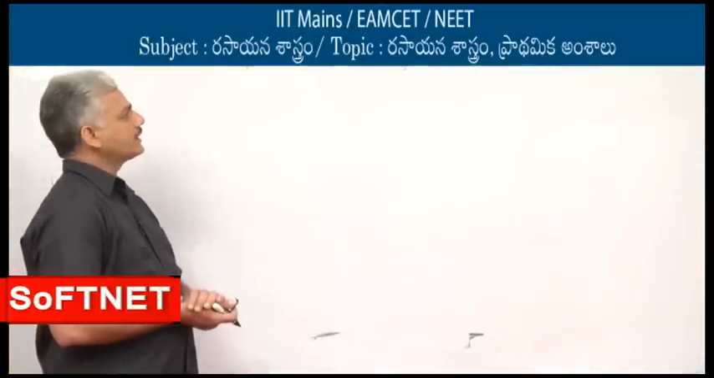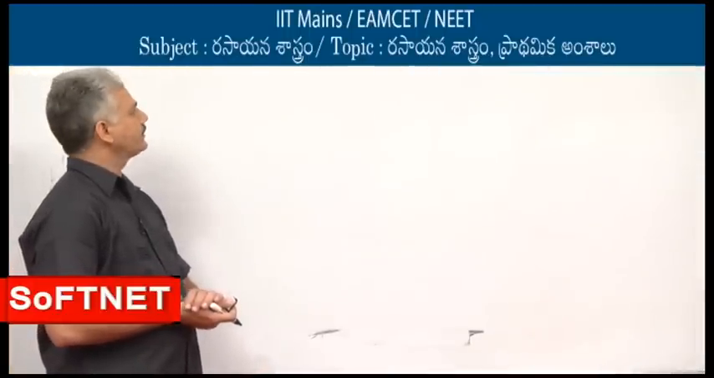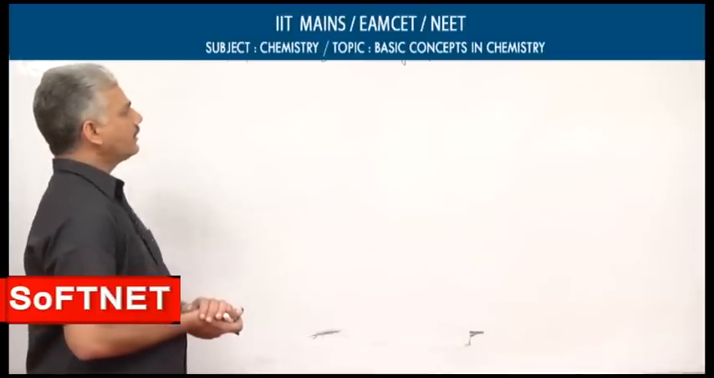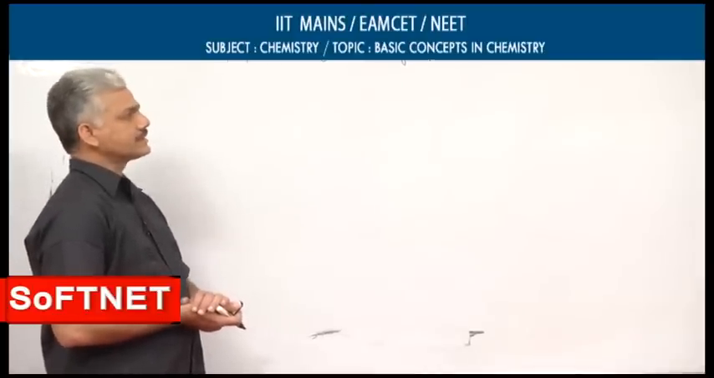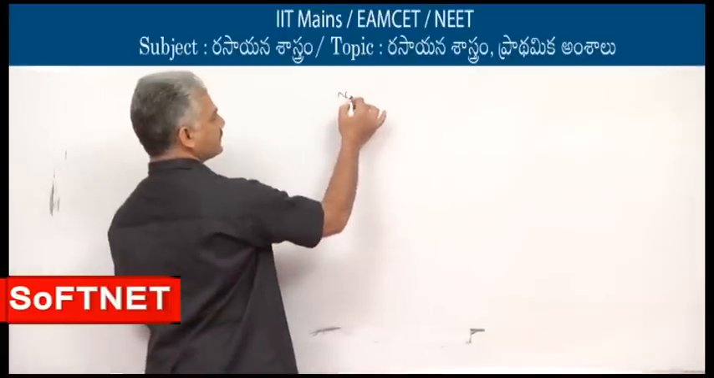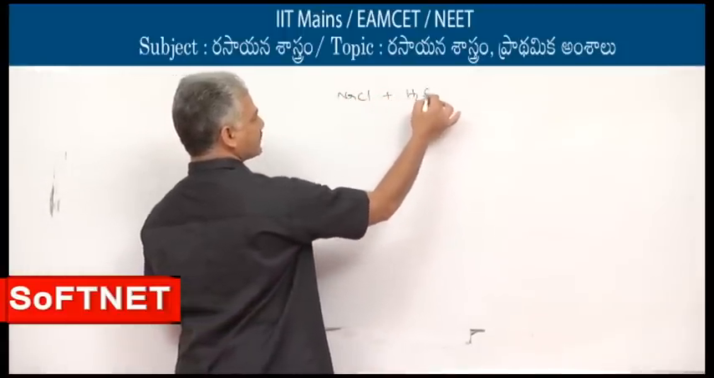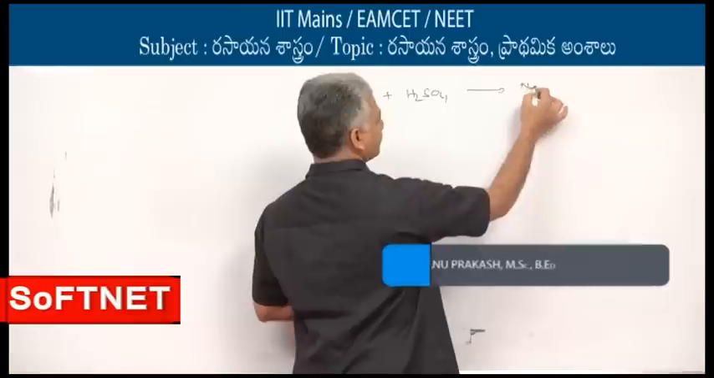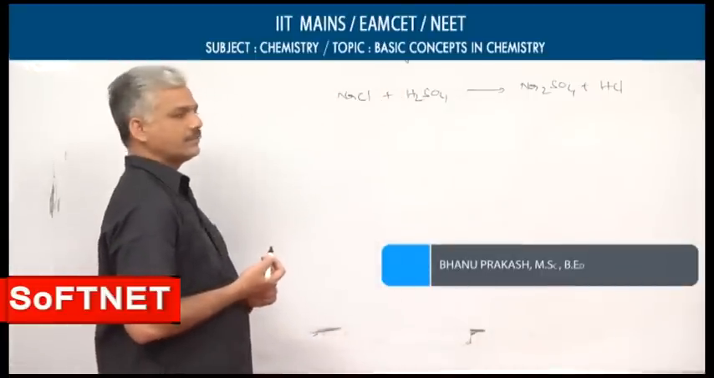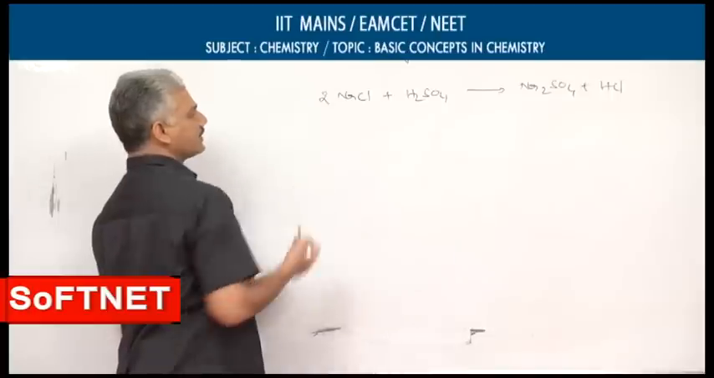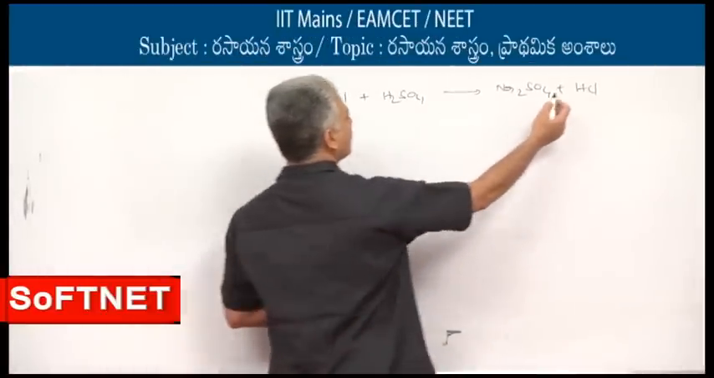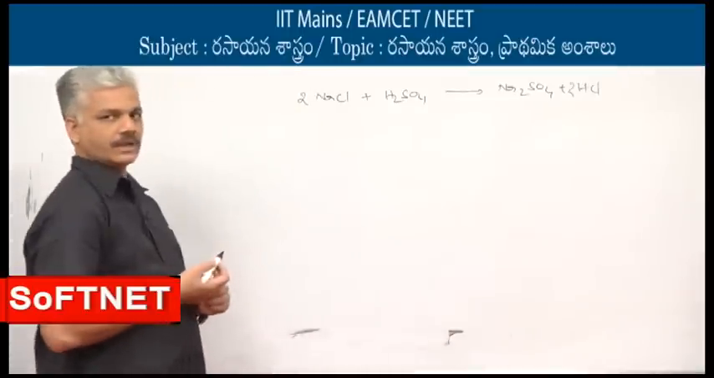Calculate the amount of 90% sulfuric acid required for the preparation of 420 kilograms of HCl. Now, how can you prepare HCl starting from sulfuric acid? You should know the reaction involved. Common salt, which is represented as NaCl, reacts with sulfuric acid to give sodium sulfate and hydrochloric acid. Now, you have to balance the equation. In order to balance, you have to multiply with 2 sodium chloride and 2 HCl, then it is the balanced equation.